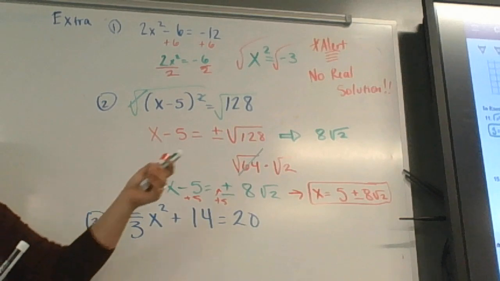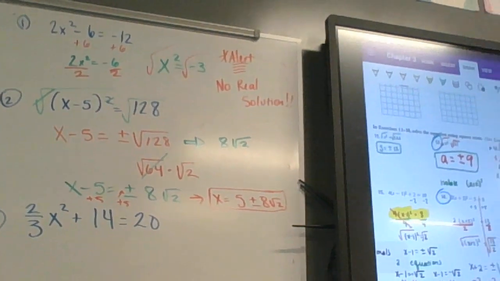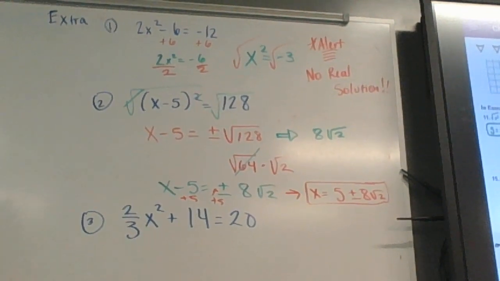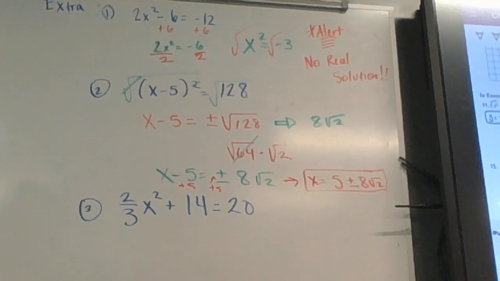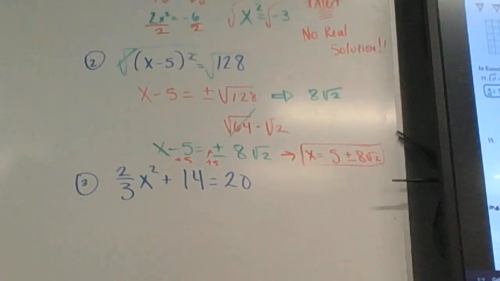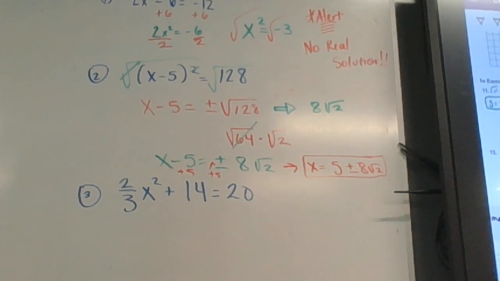So when I see 128, I have to think, does it divide by any of these numbers? To put it in simplest form. And it turns out 128 divides by 64. And that's called math type on the calculator, to get it to pop out like that.